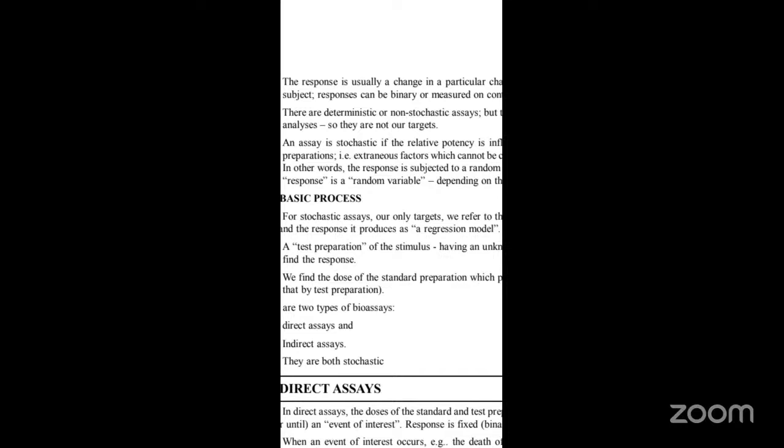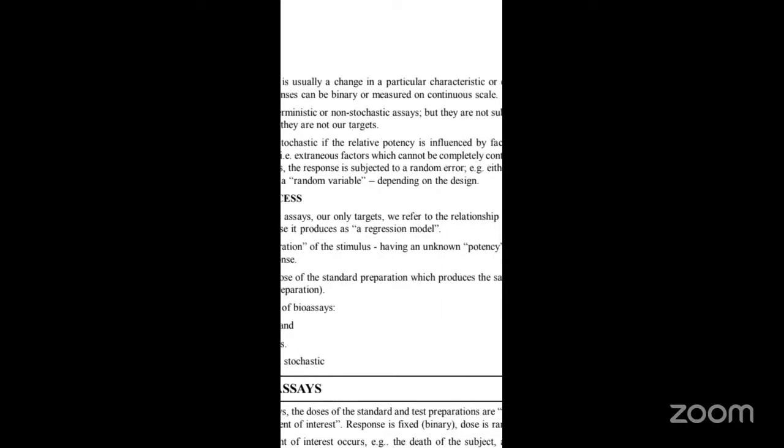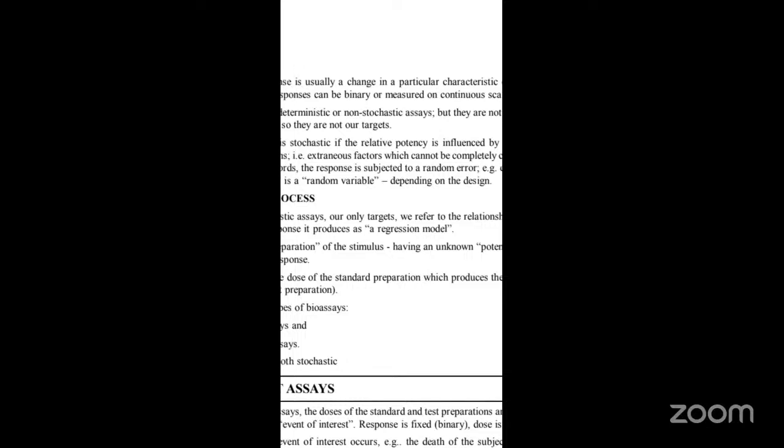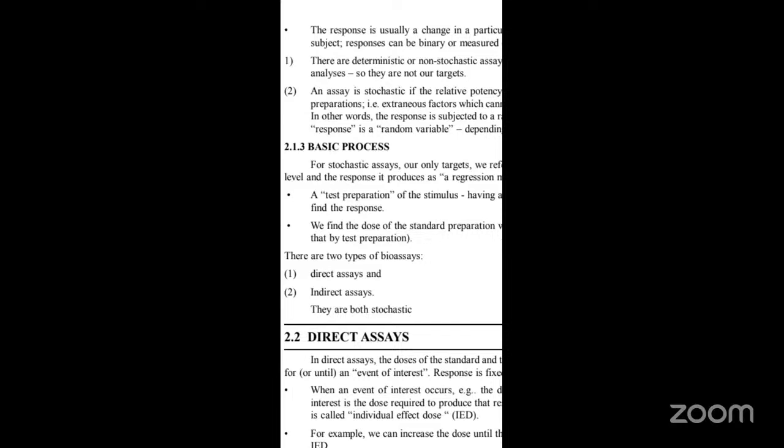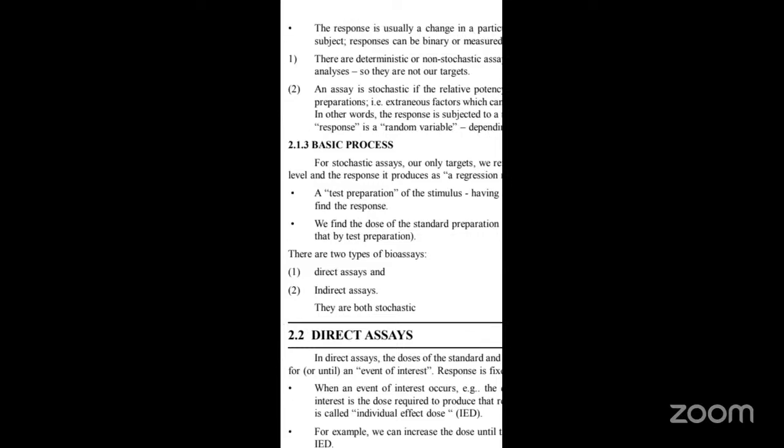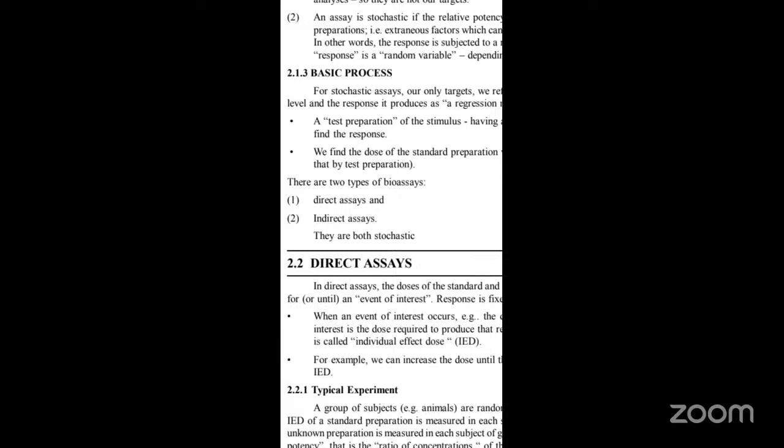Next, basic process. First, direct assays, our only targets. We refer to the relation between stimulus level and the response it produces as a regression model. A test preparation of stimulus having an unknown potency is assayed to find the response. We find the dose of the standard preparation which produces the same response as the test preparation. Direct assays and indirect assays are both stochastic. Stochastic process means here the present time is dependent on its immediate or next trial. That is called stochastic process.